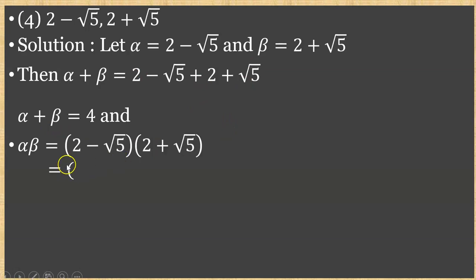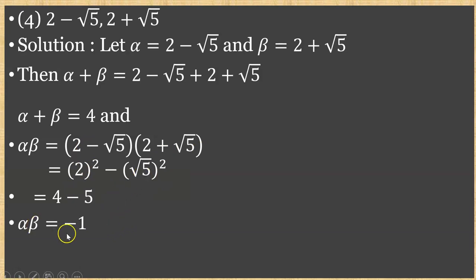Alpha into beta is 2 minus root 5 into 2 plus root 5. That is a minus b into a plus b, a square minus b square. That is 2 square, which means 4, minus root 5 square, which is 5. Minus 1. Alpha into beta is minus 1.